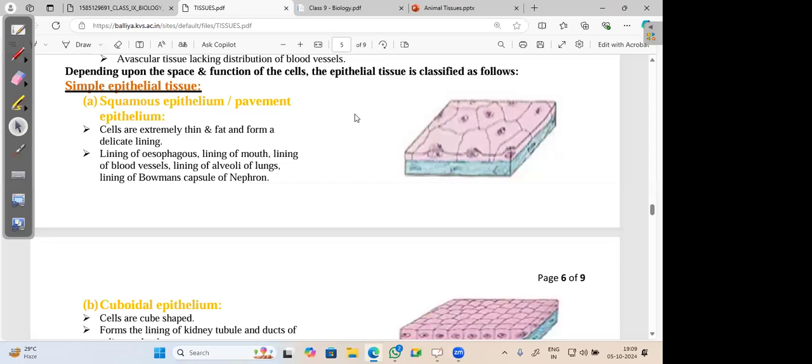Okay. So, Sharwan, can you tell? Where do we find the squamous epithelia? I don't know.